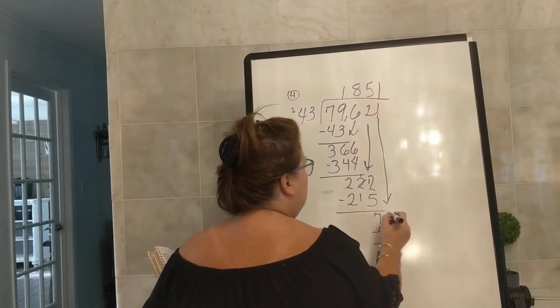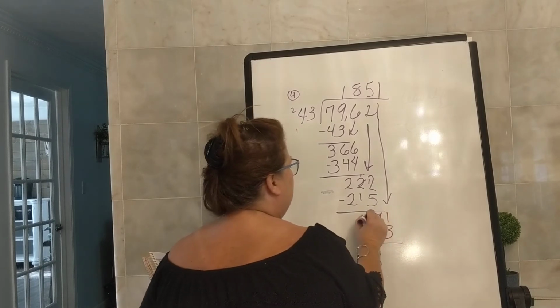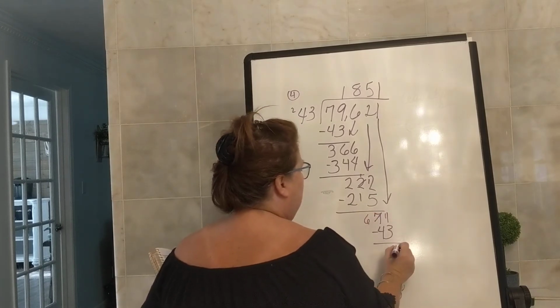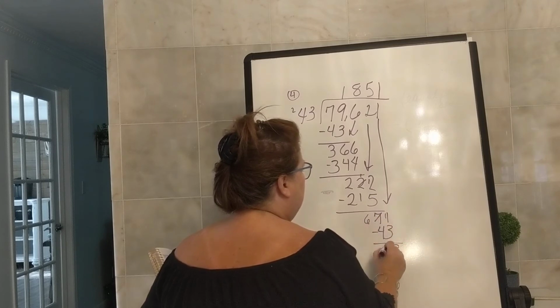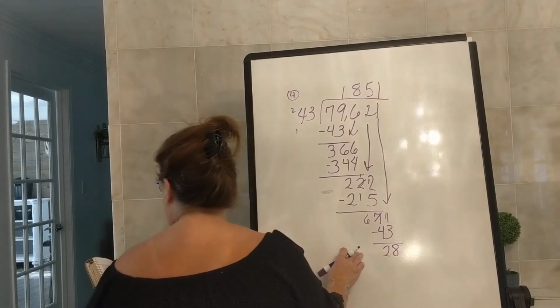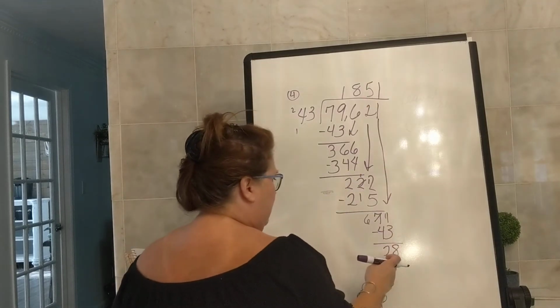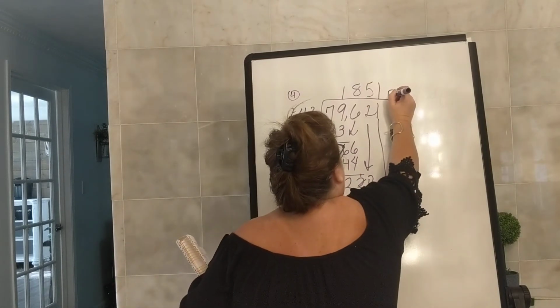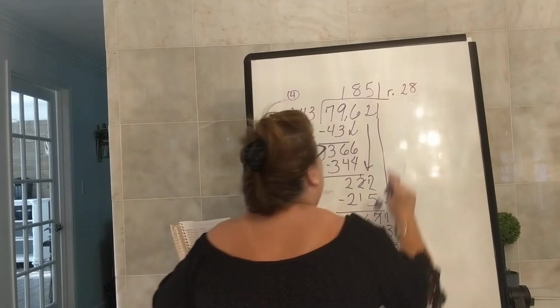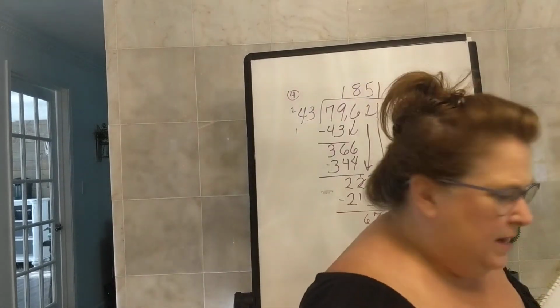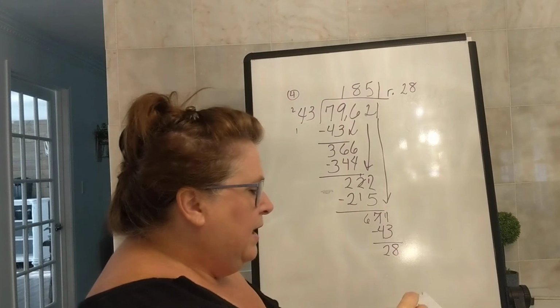We subtract. We can't say 1 minus 3. Borrow from your 7, make it a 6. 11 minus 3 is 8. 6 minus 4 is 2. Is 28 smaller than our divisor? It is. Is there anything else to bring down? There is not. So our remainder is 28. Remainder 28. All right, look at letter B.